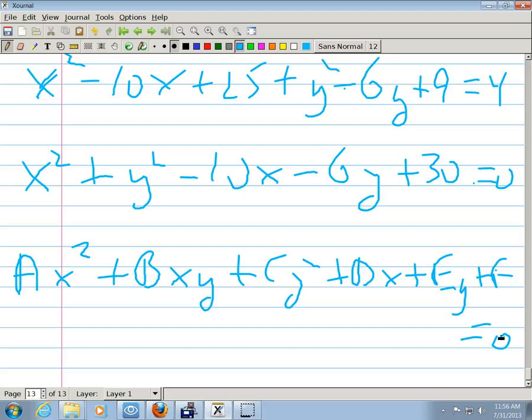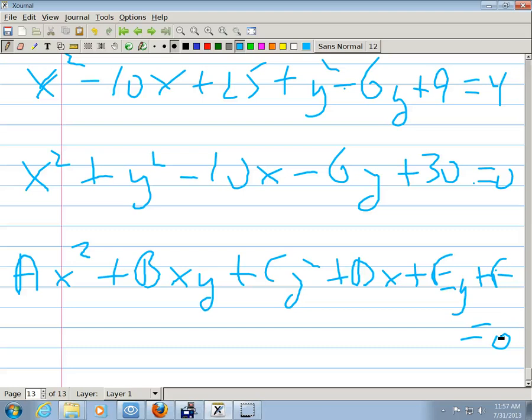All right, so what do you get? What's a in this example? What's a? 1. What's b? 0. There isn't a b. What's c? It's 1. So what's b squared? Since b was 0, you just told me b was 0. What's b squared? 0, right? Minus 4 times a times c. What's 4 times 1 times 1? 4. So b squared minus 4ac is 0 minus 4, which is negative 4. So what shape is it?